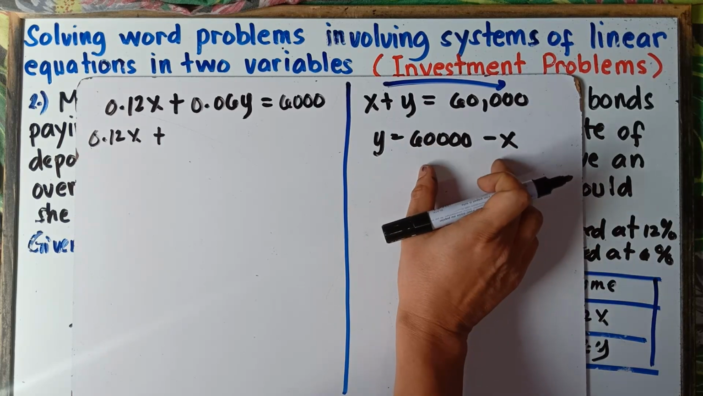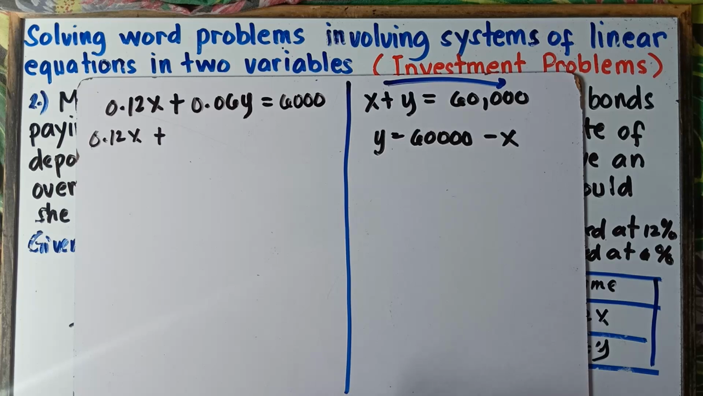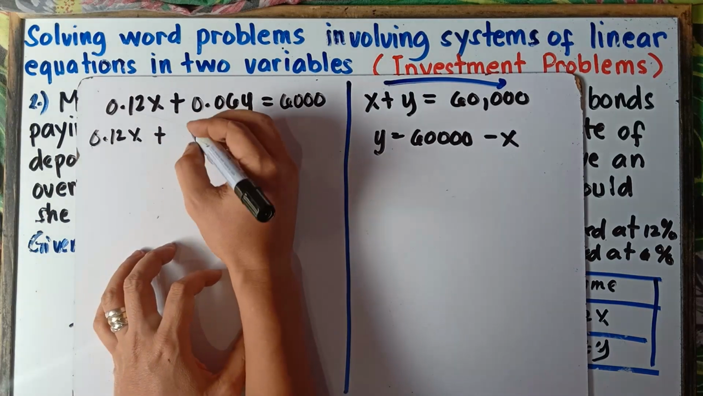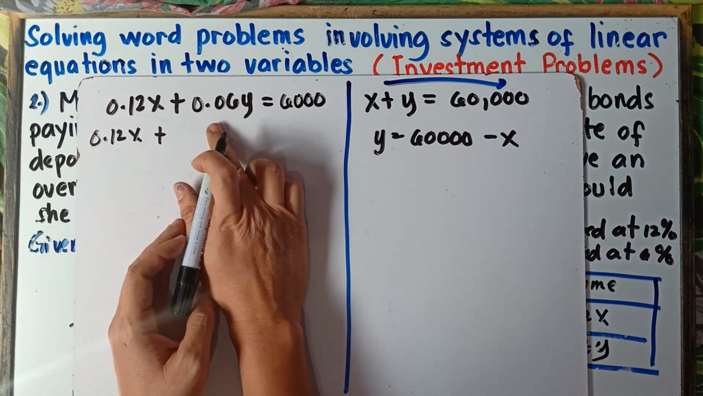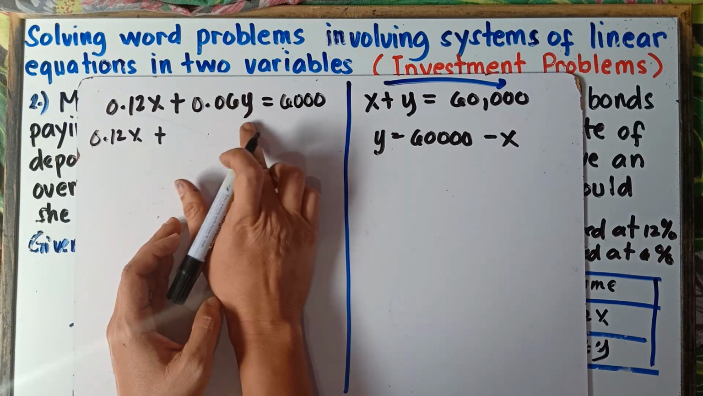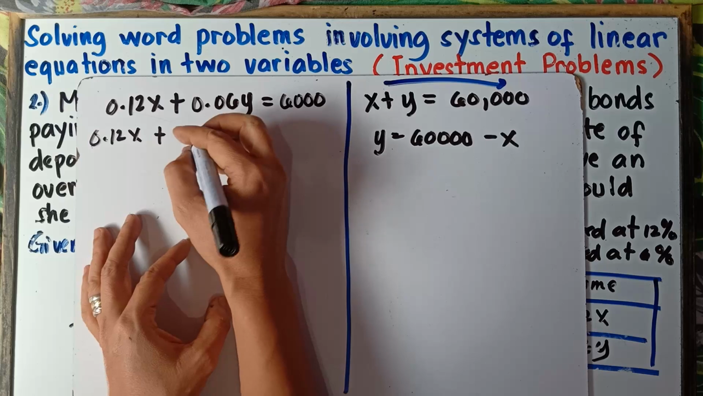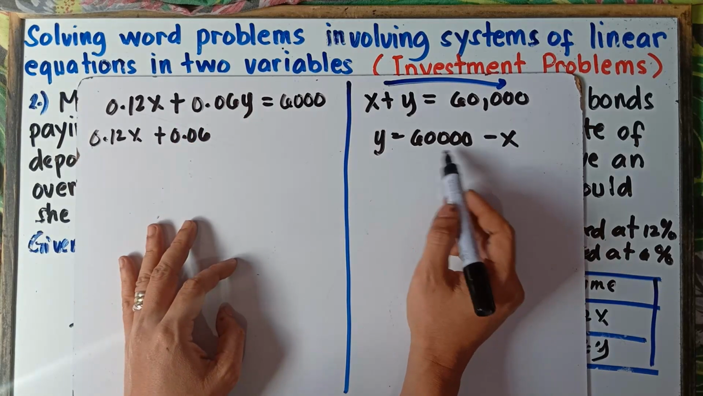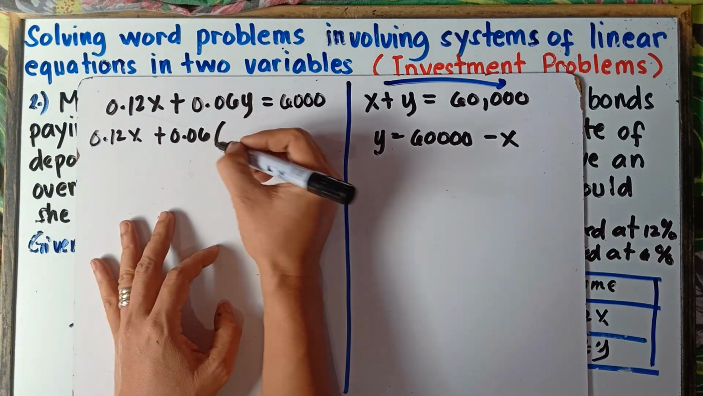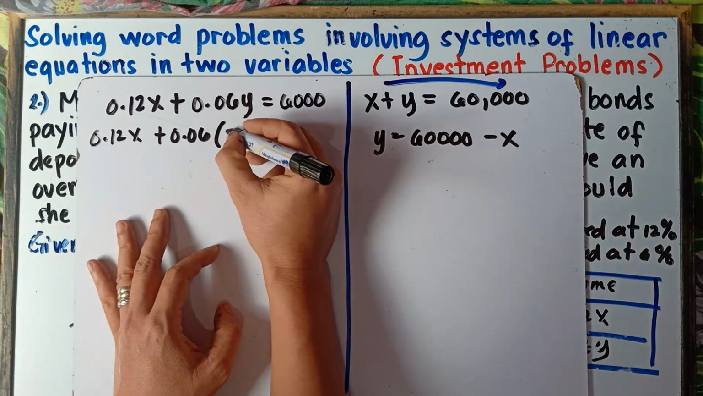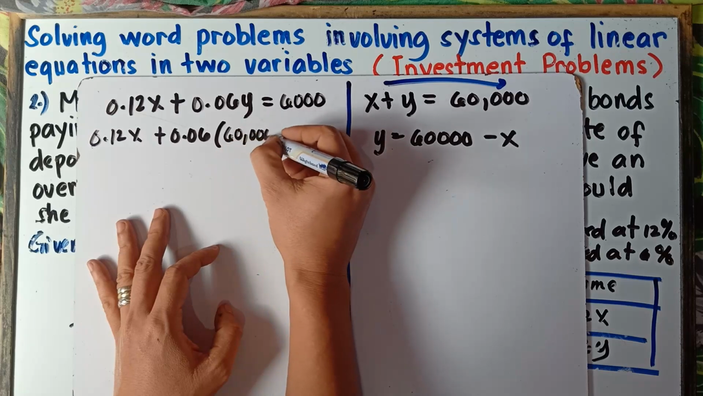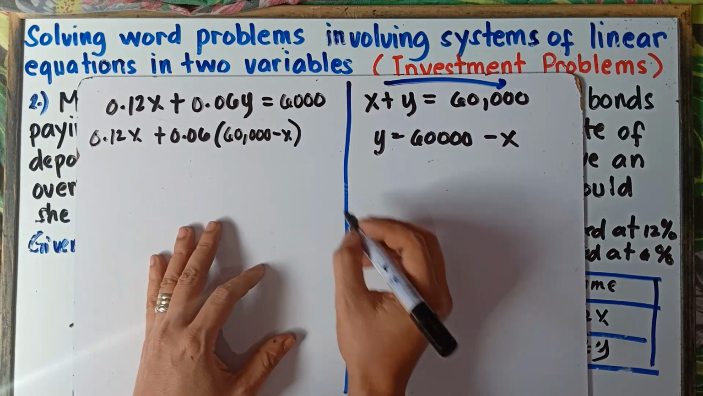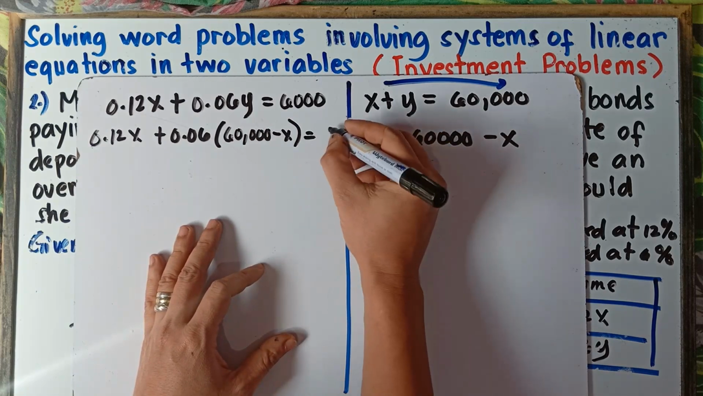Simply substitute the value of y in this given equation. So, copy this one. Alright, and then copy this one. Once again, if you have a number together with a variable close to each other, it means multiplication. So copy 0.06. Now the value of y, that would be 60,000 minus x. You need to put parentheses class because this is binomial. 60,000 minus x. Copy equal sign and then 6,000.